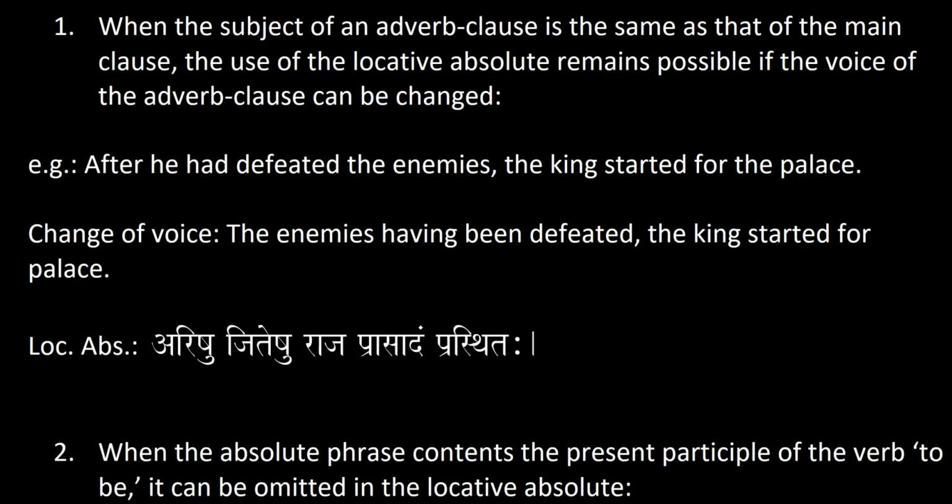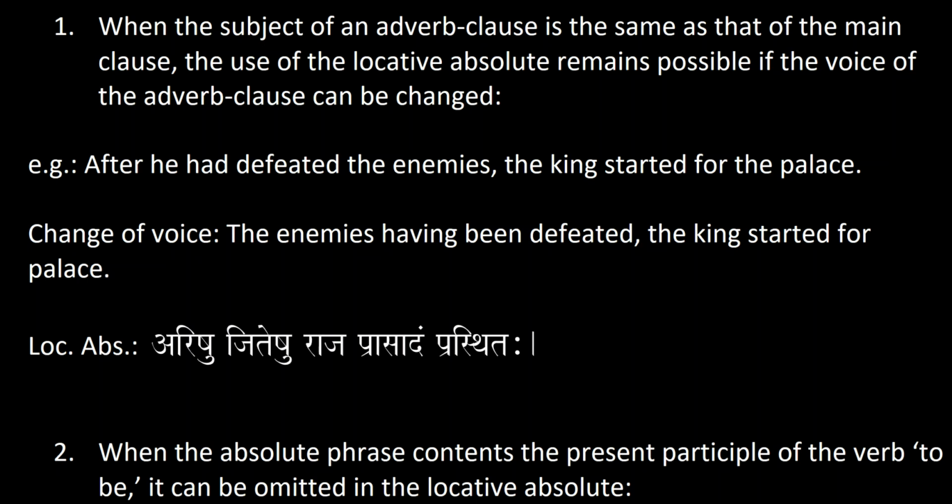So this is two actions done by one person, place, or thing. For example, after he had defeated the enemies, so he defeated the enemies, the king started for the palace. So the king defeated the enemies and the king is starting for the palace. Those are two verbs that are being done by one noun. So if you change the voice to the enemies having been defeated, the king started for the palace, then you can turn it into the locative absolute.